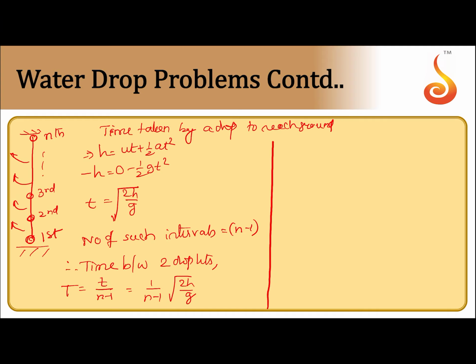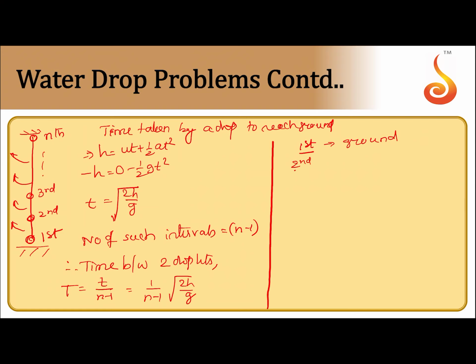Now, how to find out the positions? Where is the first droplet? Where is the second droplet, etc. Now, suppose I consider the first droplet. First droplet will reach the ground. It would have reached the ground, that's right.